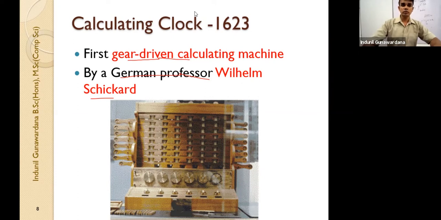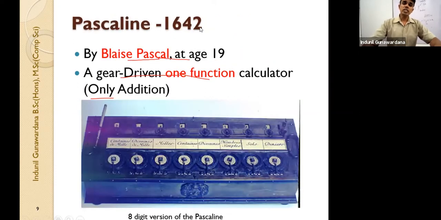This machine came into the world. After that, in 1642, the Pascaline came into the world. So this is another important machine in our history, and there are questions based on that as well. This was invented by a mathematician called Blaise Pascal.